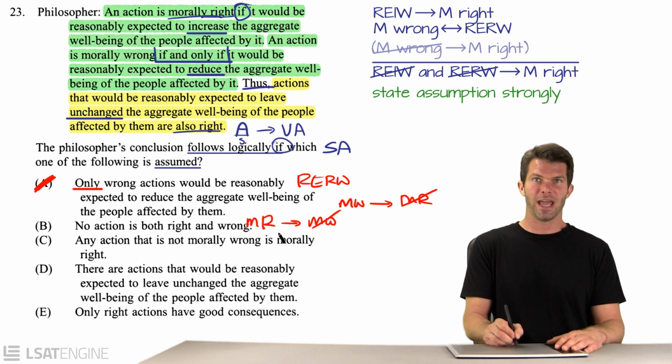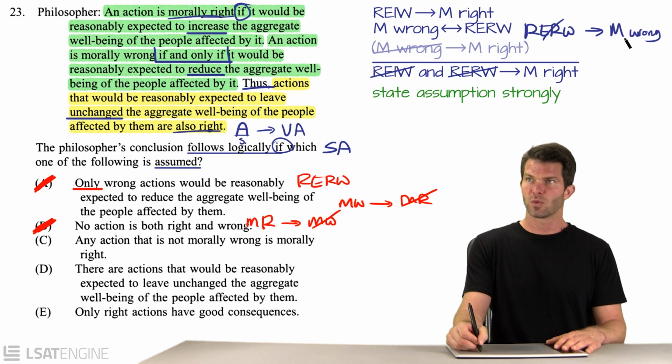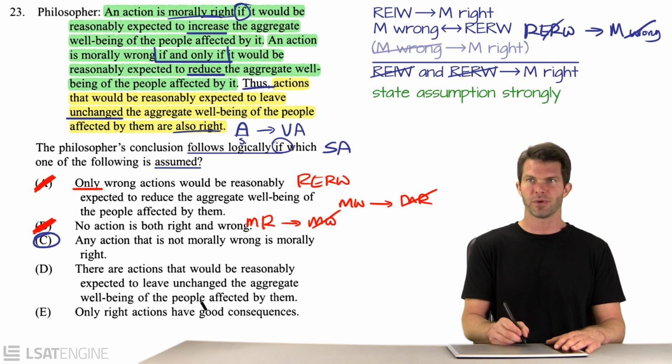And so B says you can't do both. Our assumption says you must do one. If you're not doing one, you're doing the other. And so that's why we're not into answer choice B. Answer choice C is the one that we want to like. If it's not morally wrong, then it's right. When you add that to the contrapositive of premise number 2, when something is leaving well-being unchanged, then it's not reasonably expected to reduce it. And that means unchanged actions are not morally wrong. We just need to be able to get from not morally wrong to morally right. So C is the one you want to get into here.